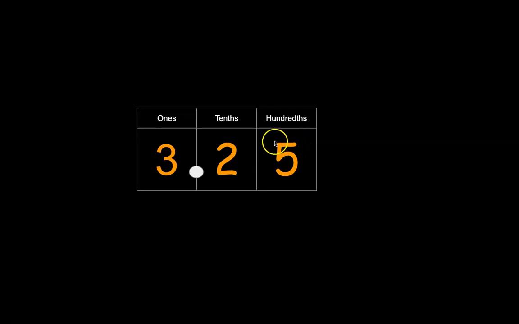That 5 there, what is it worth? What is its value? Well, remember, whenever we look at something's worth on its own, we've got to ignore the value of the 2 and ignore the value of the 3. So this would be 0.05. The value of that 5 is 0.05, or 5 hundredths, 5 over 100, or 5 hundredths written in words.